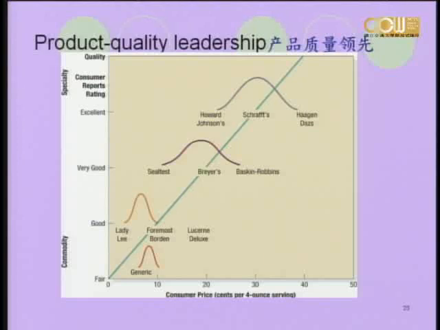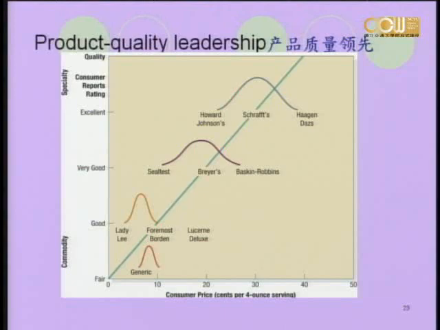These are another one, product quality leadership. So the most expensive one is this ice cream. I don't know much about this one. Yeah, we buy this Baskin and Robbins sometimes, Breyers, and then Haagen-Dazs. That's the most expensive one.